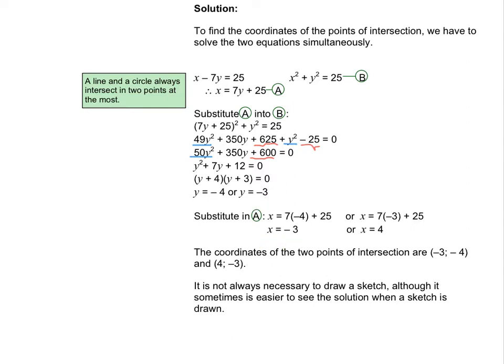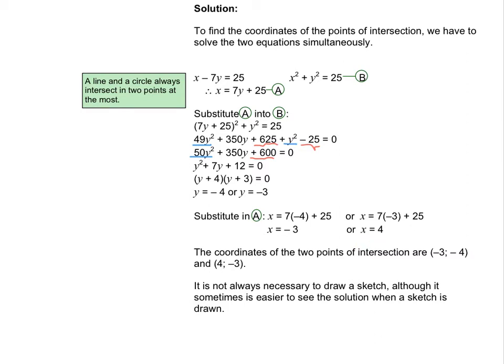Now I must also find the corresponding x values. Therefore I will take my two solutions and then substitute them into my original equation in order to get the corresponding x value. So if I take my x equal to 7y plus 25 and I substitute y with minus 4, I can simplify. 7 times minus 4 is minus 28 plus 25 gives me the x value of minus 3. The same then when I substitute y with minus 3. 7 times minus 3 is minus 21 plus 25 gives me a positive 4 and therefore x is equal to 4.